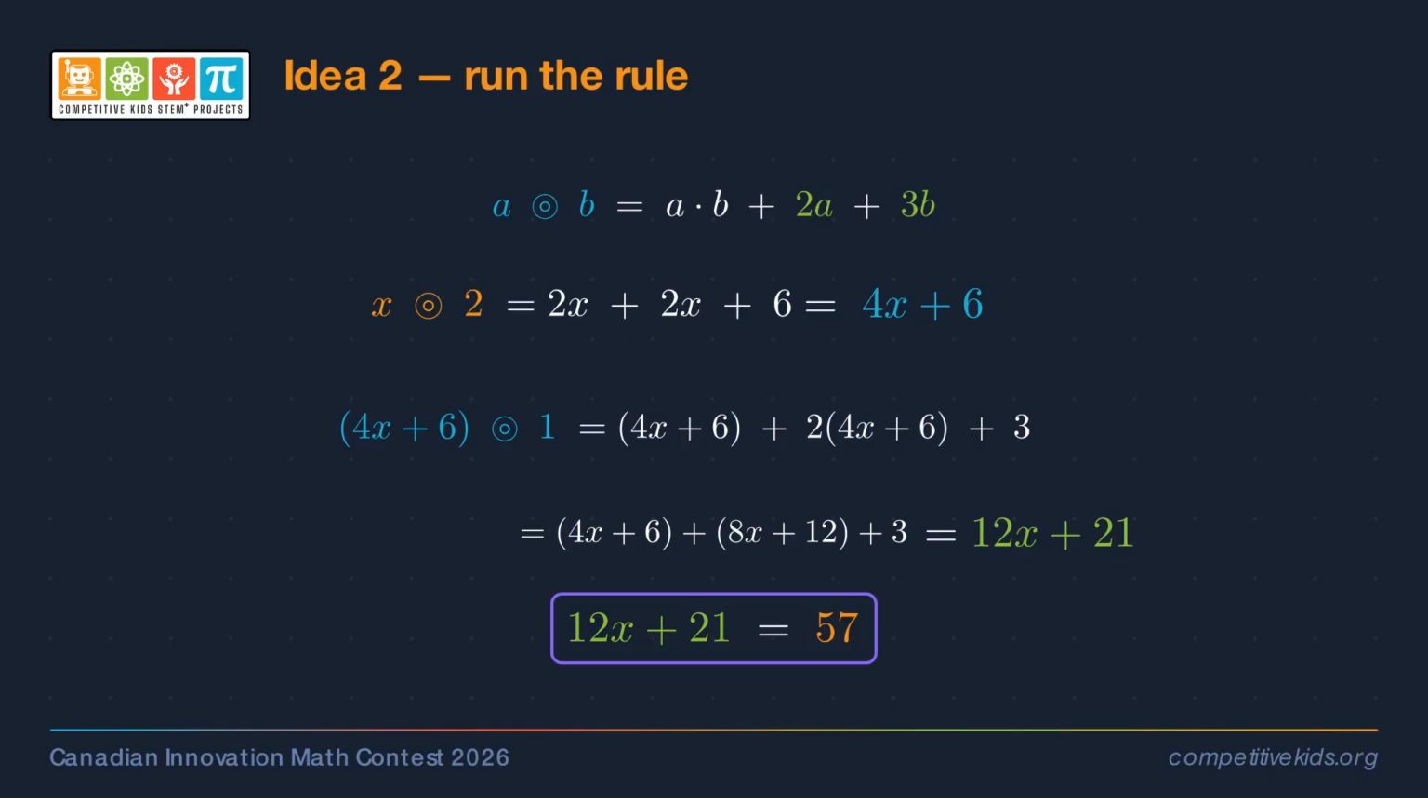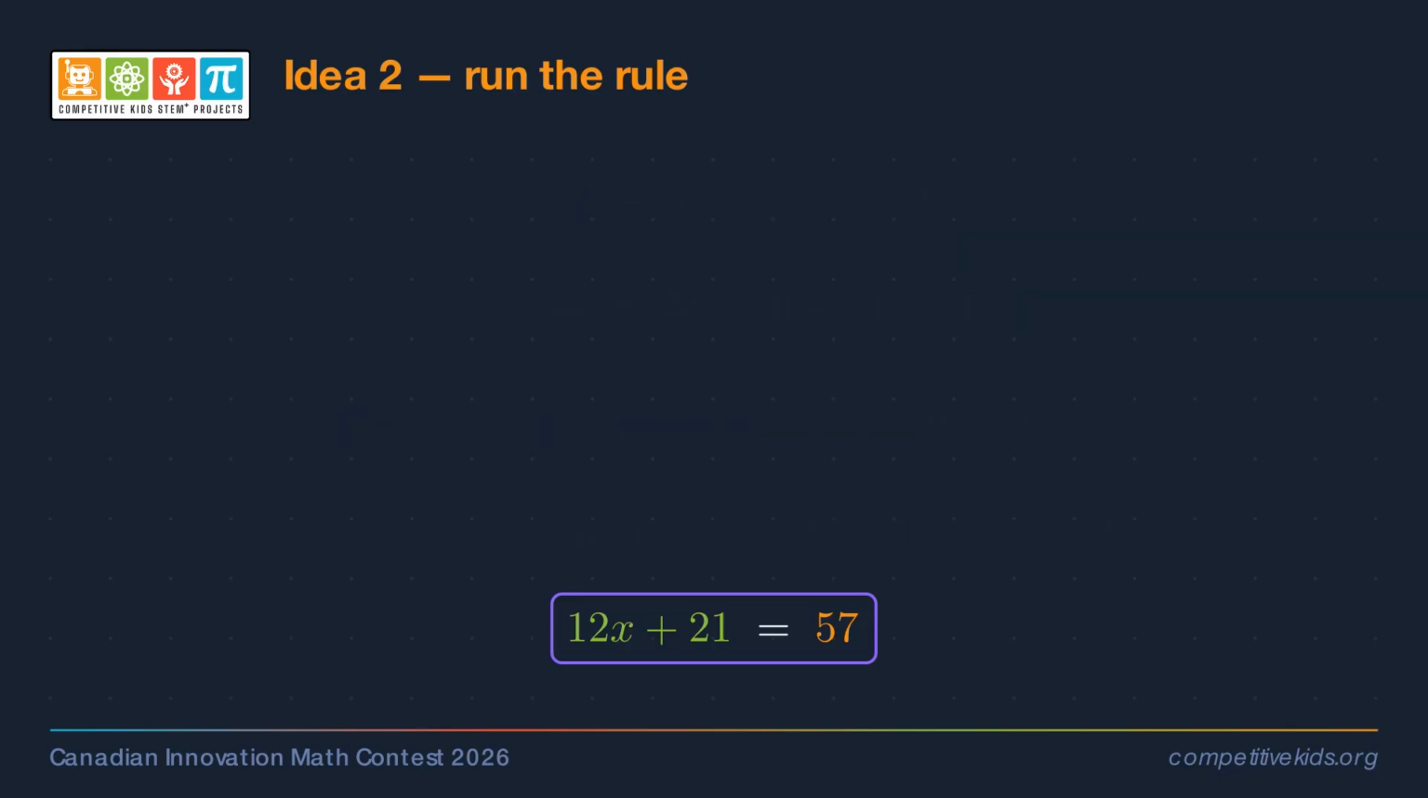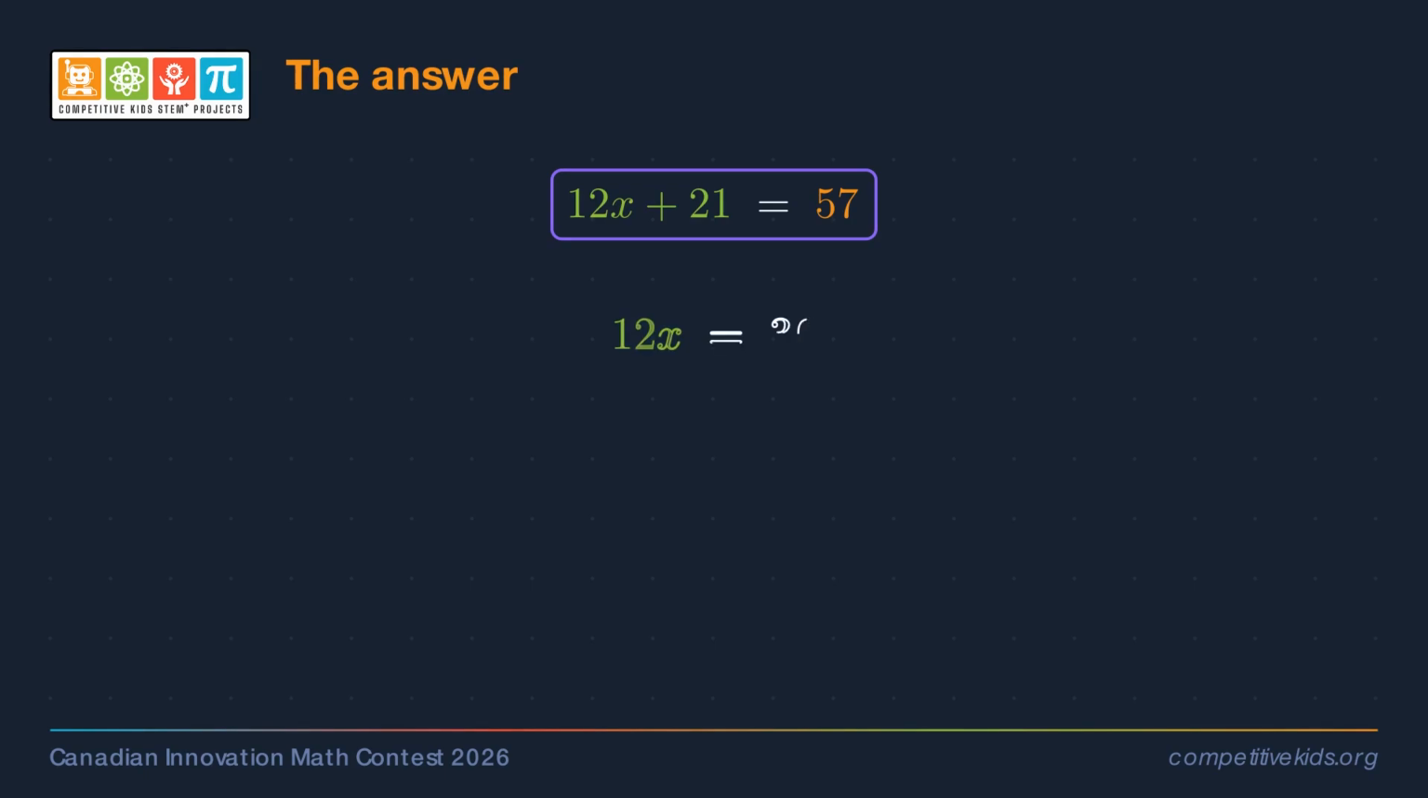That works out to 12x plus 21. Set it equal to 57. 12x equals 36. Divide by 12, x is 3.